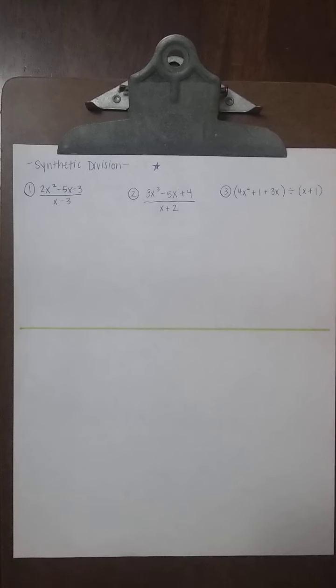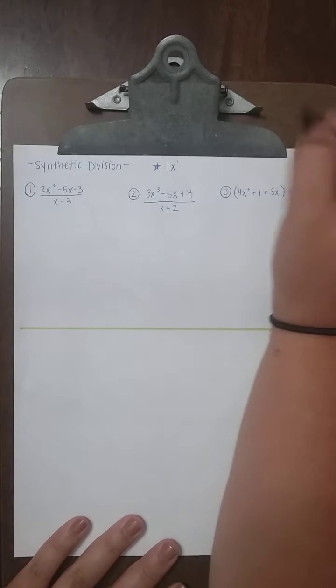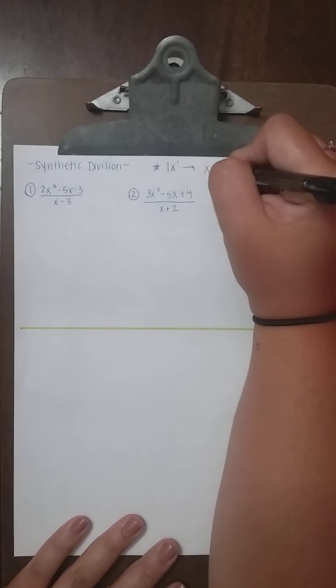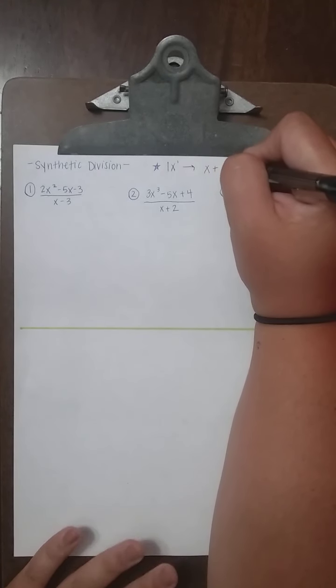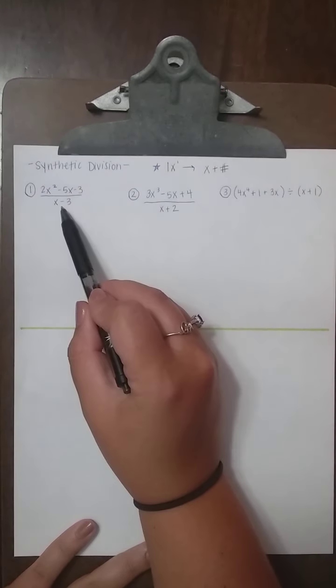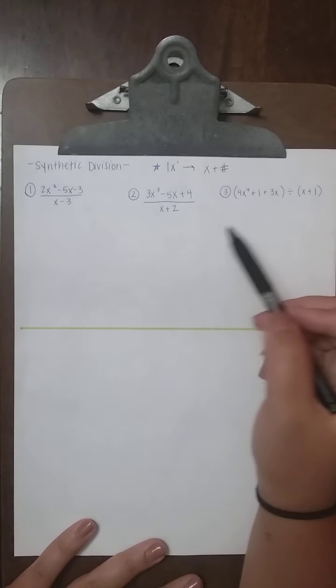All right, but synthetic division we're only going to use when we have x to the first power, and it's got to be 1x to the first power, right? And what I mean by that is when you divide, it's got to be 1x to the first power plus a number, whatever number you want that to be, or minus a number. So notice here, for all three of our examples, it's just 1x to the first power minus 3, right?